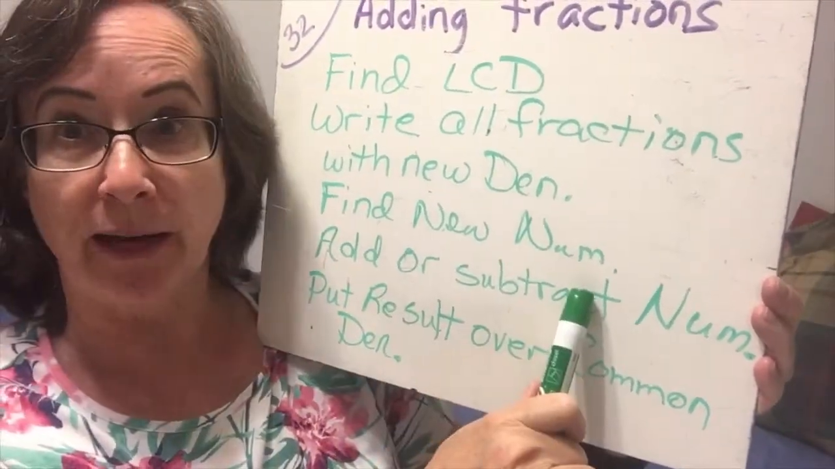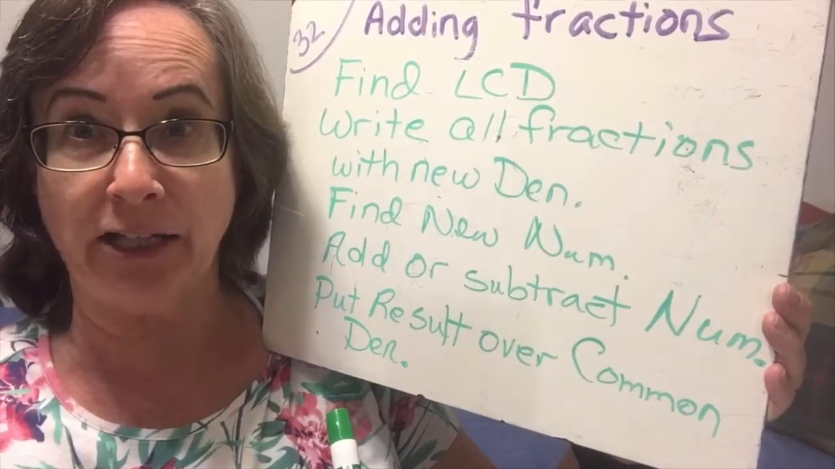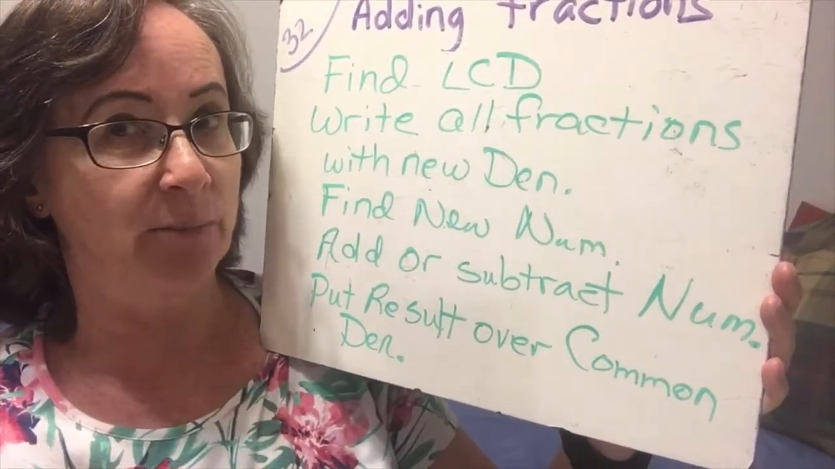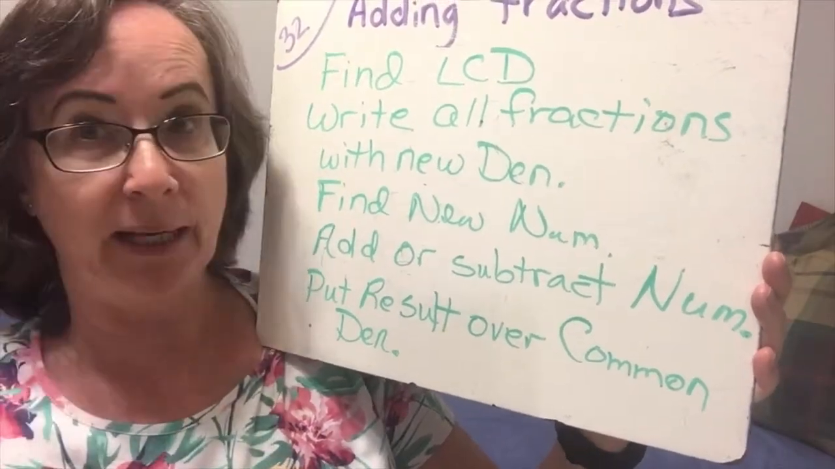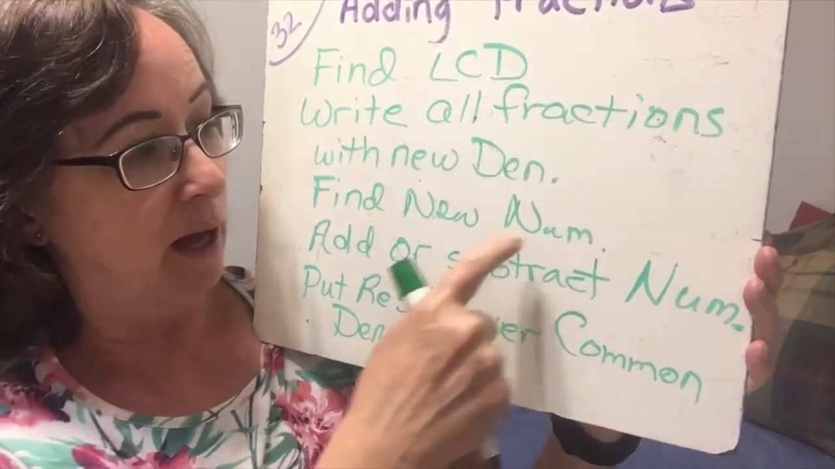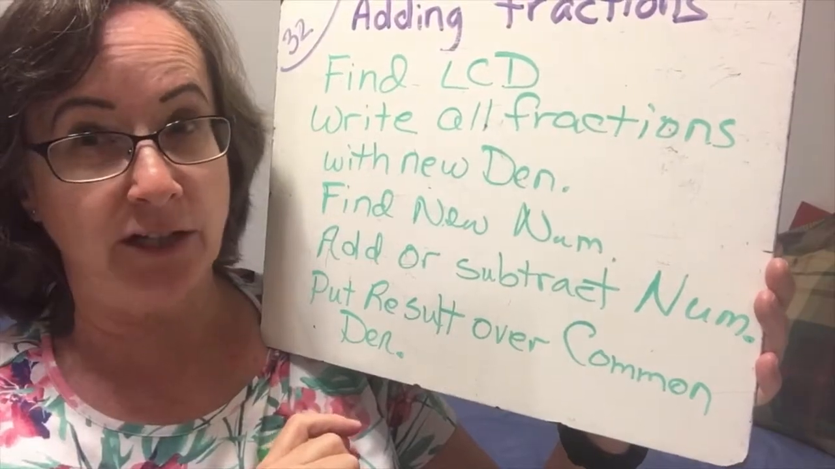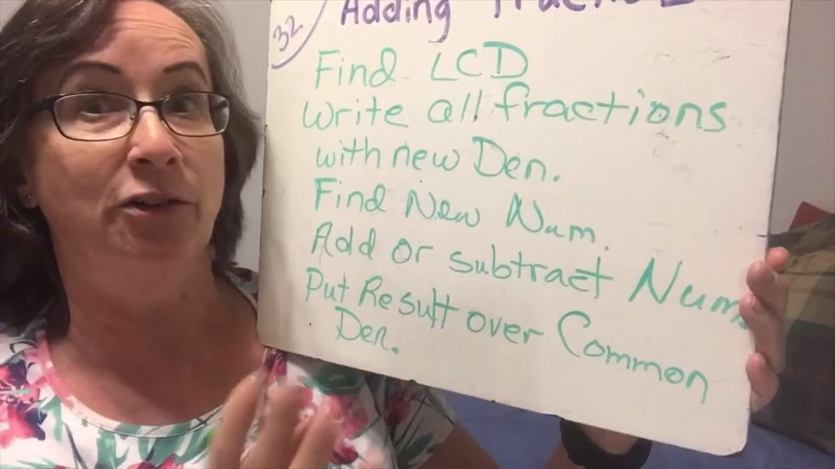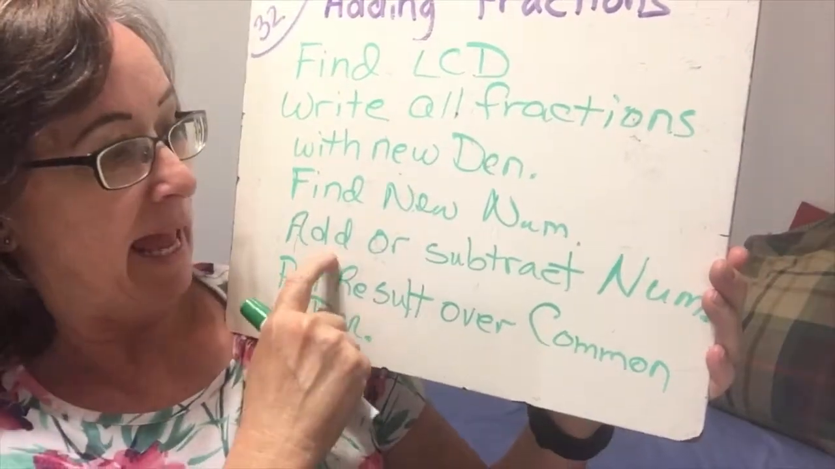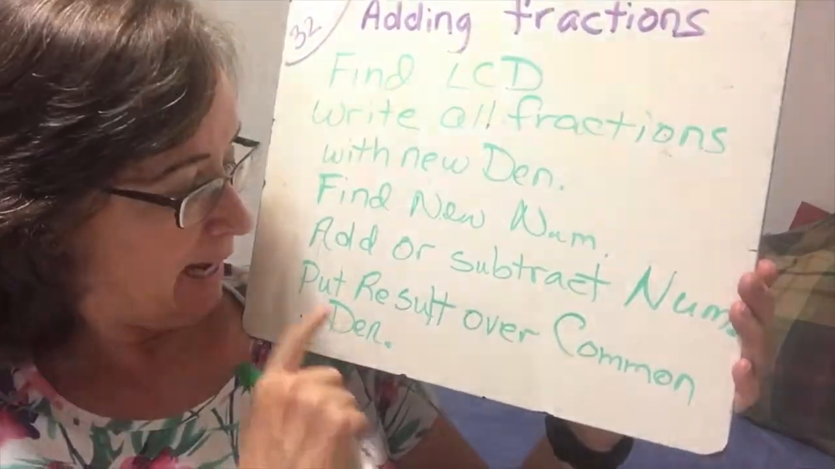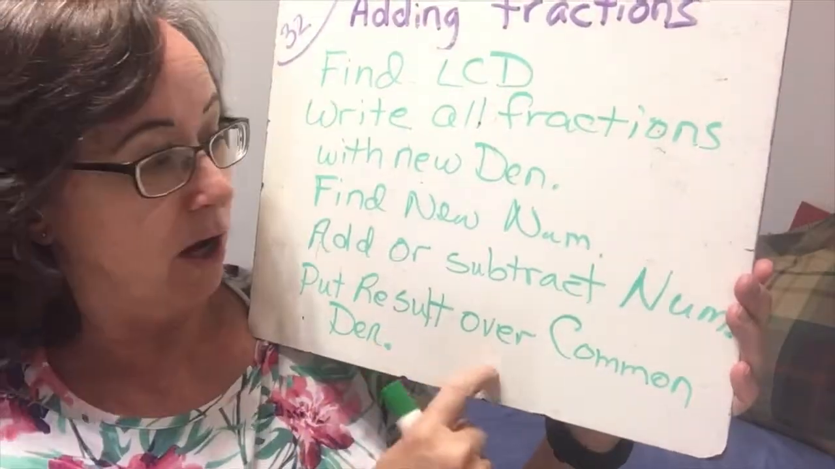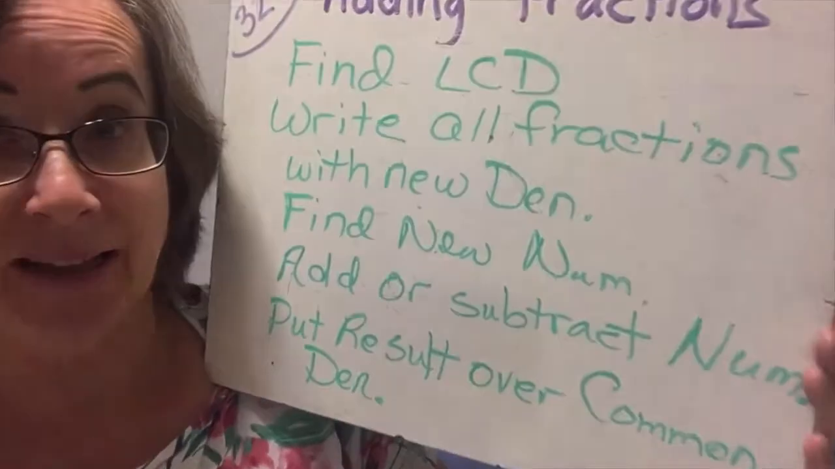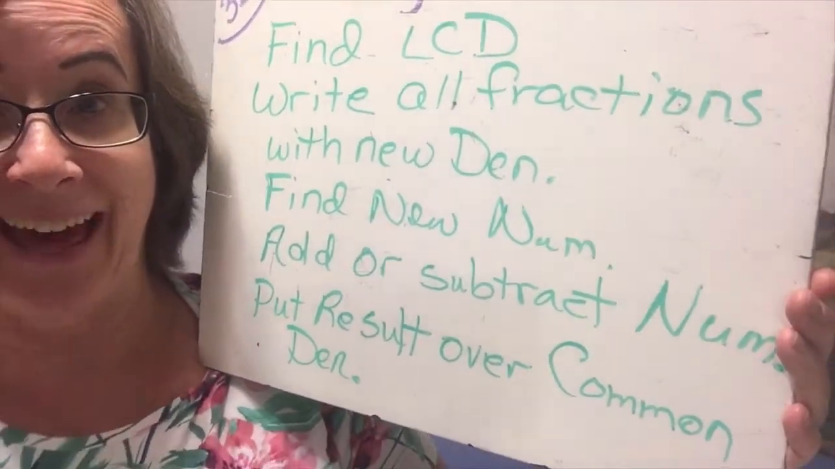Find the new numerator that goes with each new fraction, because if we change the denominator, then we're going to have to multiply the same number that we did the bottom-top to on the numerator also. So our fractions are all going to change. If they had to change to a new denominator, their numerators will change also. Add or subtract the numerators, and then put the result over the common denominator. So we are going to do some practices with that.